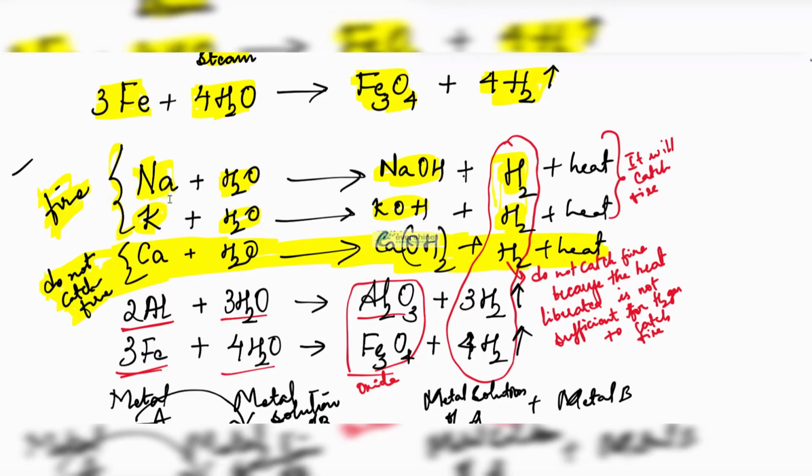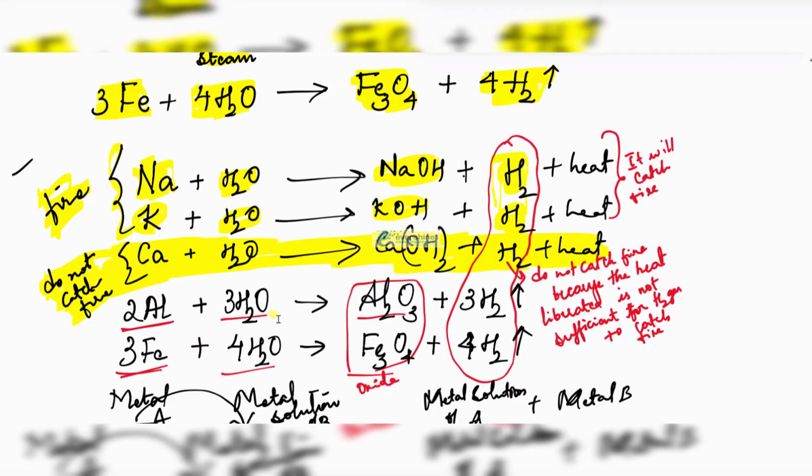Sodium and potassium catch fire because an enormous amount of heat is liberated. The reaction is vigorous. But calcium does not catch fire because the heat liberated is not sufficient for hydrogen gas to catch fire. So this is very important, you should not forget this answer. Why calcium, even though it is liberating hydrogen gas, does not catch fire? Because sufficient heat is not liberated, so the hydrogen gas does not catch fire. So you should not forget the difference between these two questions.